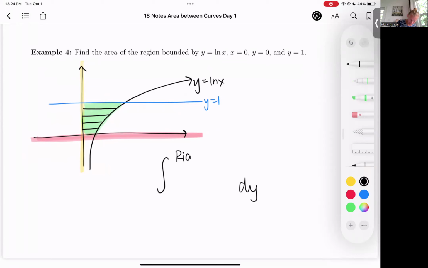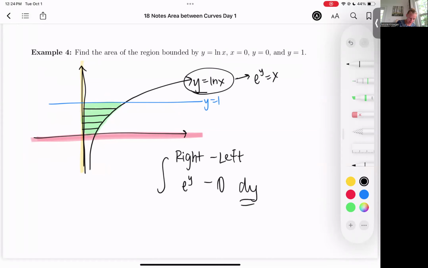So we're going to do right minus left. Okay. My left function is the y-axis. That's where x equals 0. So that's just going to be 0. My right function is y equals ln of x, but remember my integral is supposed to have y in it, so we need to rearrange this. To get rid of the ln of x, I do e on both sides, so I get e to the y as x. So I have e to the y, and then I'm going to integrate from 0 to 1.